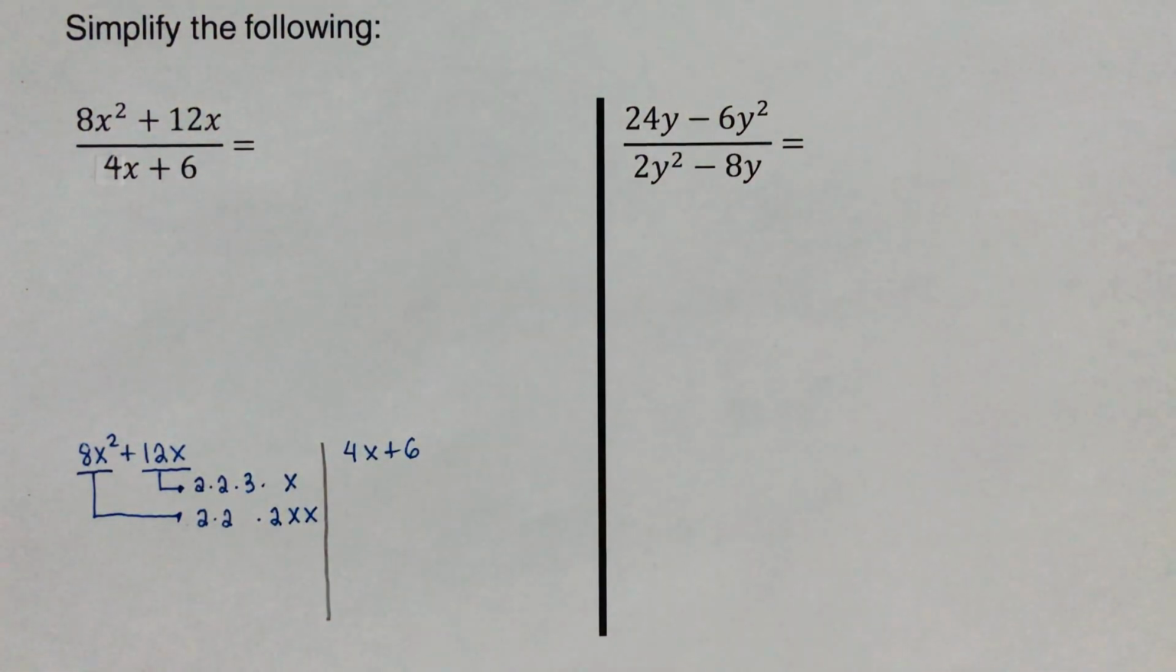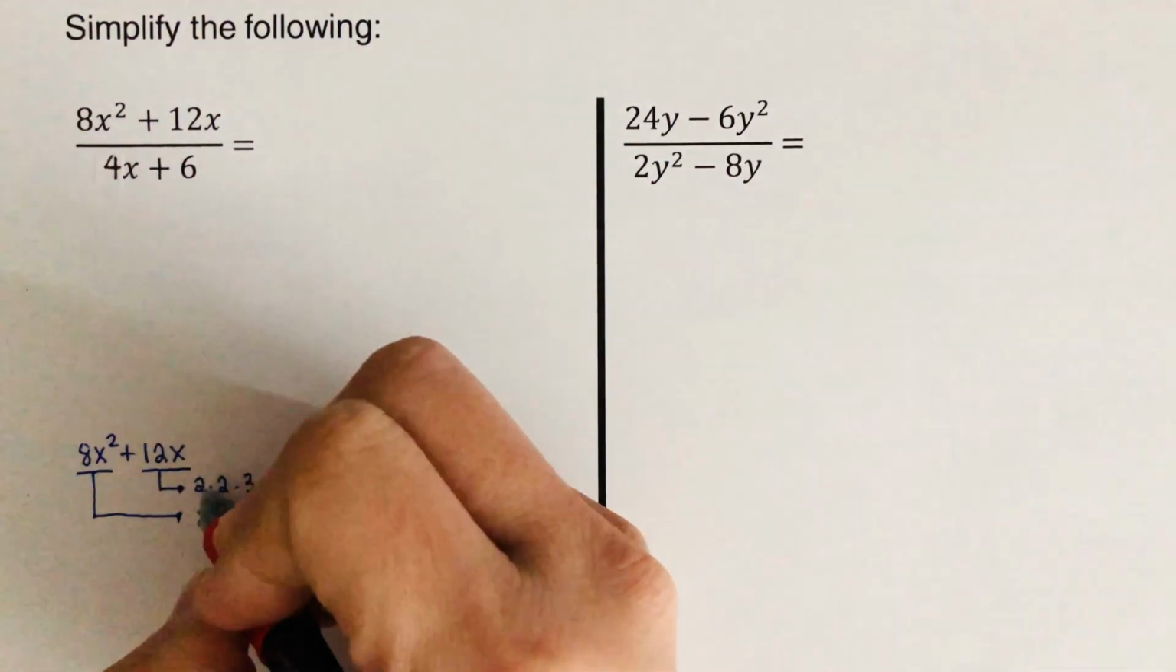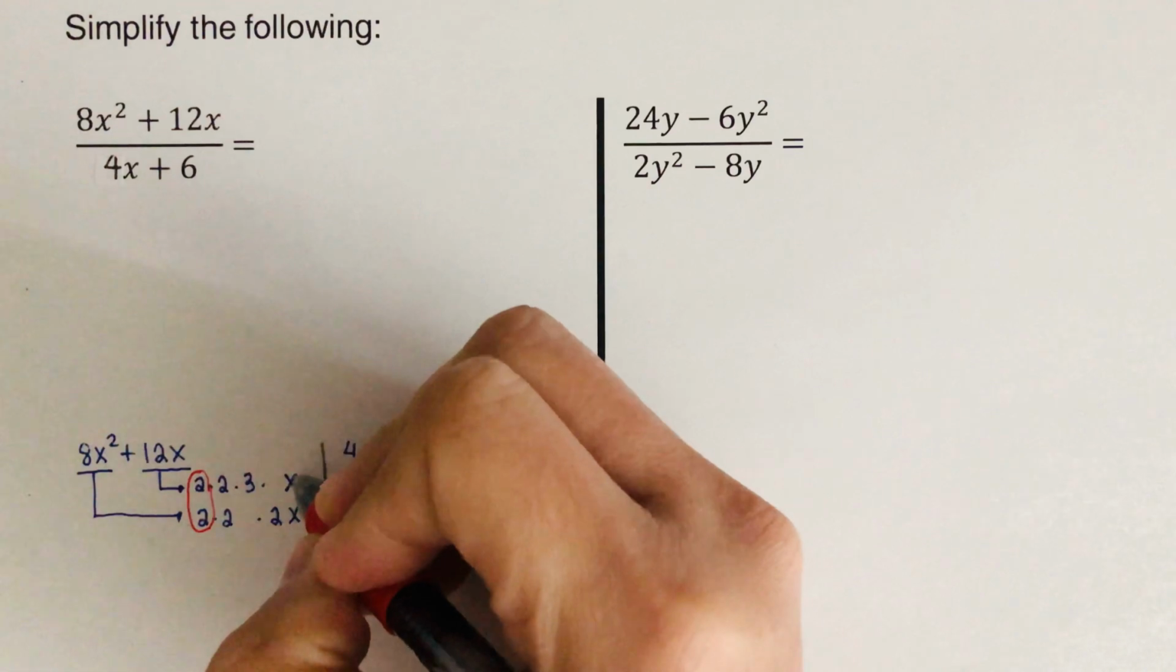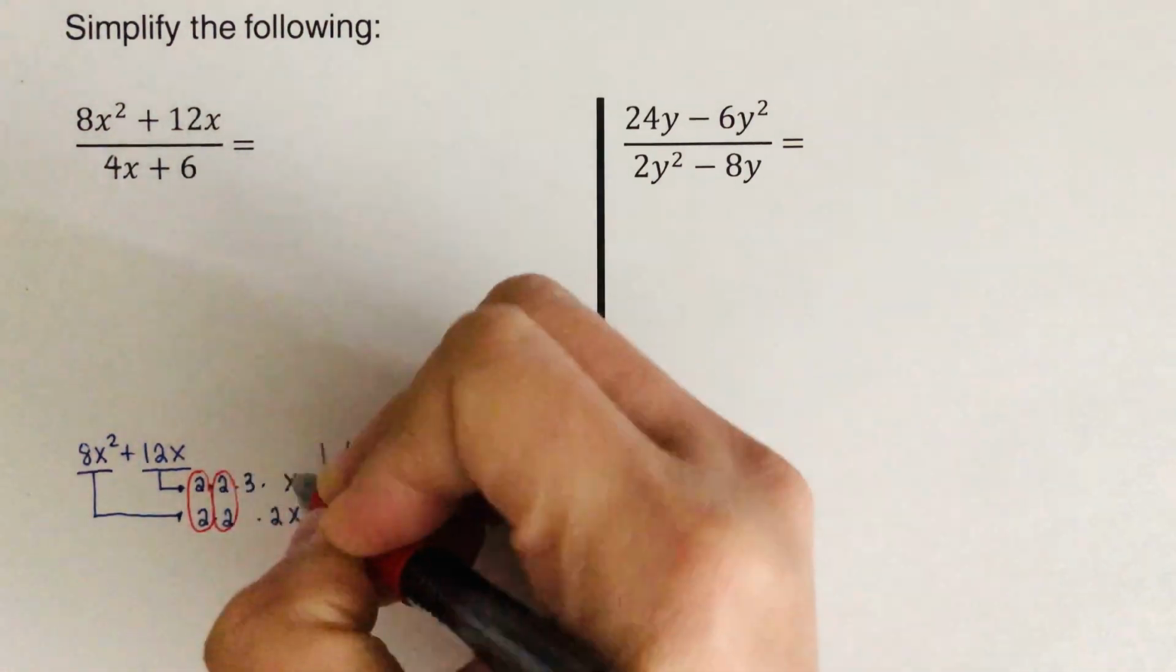So we are going to determine the GCF. The GCF would be the ones that are common to both of them. Again, there's another video on how to determine the GCF. I will put the link of that video in the description box below.